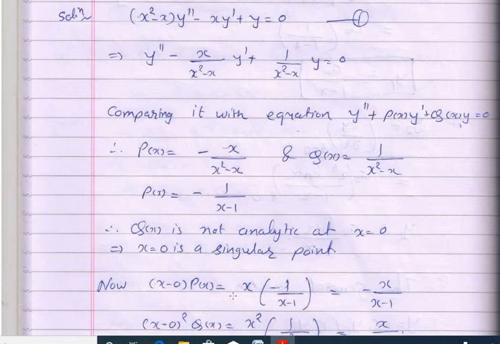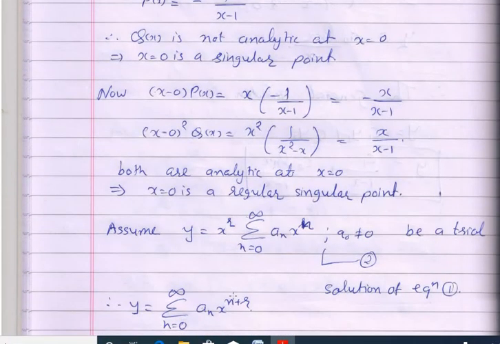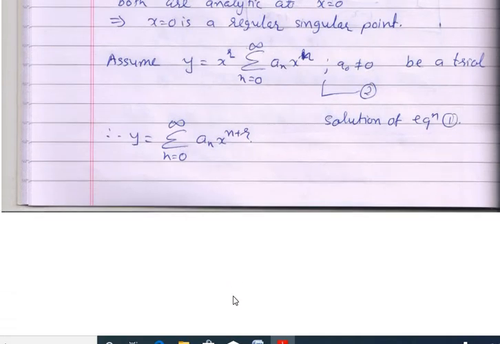Now see here, px is finite but qx is infinite at 0. So qx is not analytic at 0, and that's why x equal to 0 is a singular point. Again we are going to check the regularity of it. So x minus x0 into px, x minus x0 whole square into qx, both have a finite value at 0, and that's why x equal to 0 is a regular singular point. So as per our assumption, assume that y is equal to x raised to r sigma a n x raised to n, where a0 is not 0, be a trial solution.